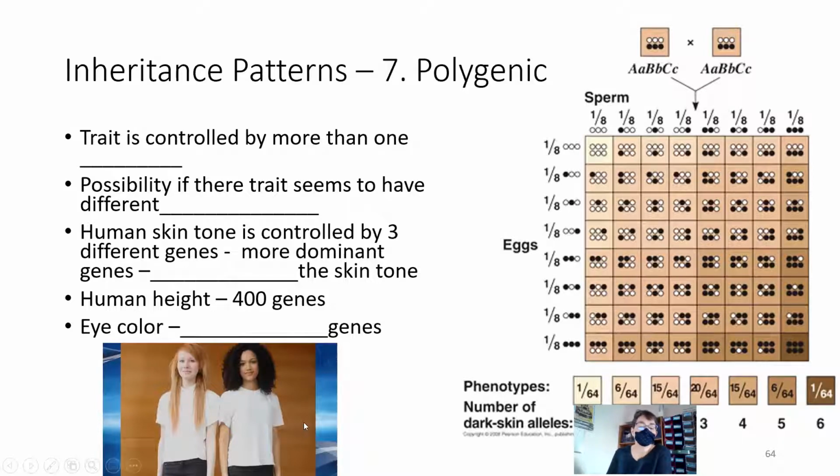So these two girls are twins. Basically mom and dad both had mixed heritage. The one with the red hair basically got all the light genes from mom and all the light genes from dad. She turned out really light, fair skin, red hair. And the sister obviously got some of the darker genes and the curly hair and stuff like that.